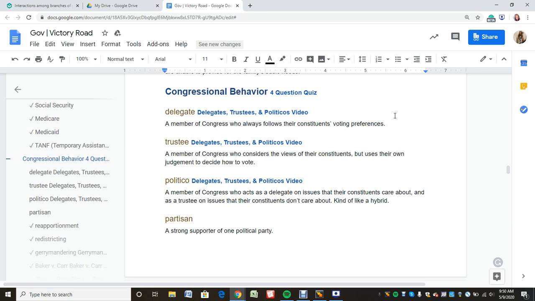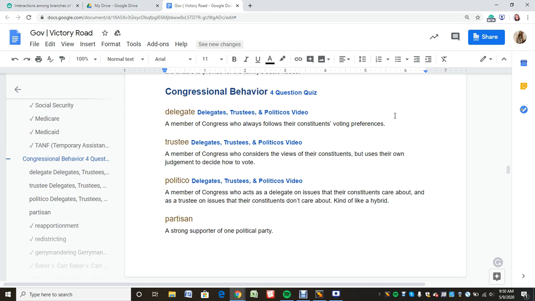And then we have someone who acts as a trustee. This often happens with senators, especially going into their term. They have a lot of time before that 6-year period is up. So they might listen to their constituents, but they're still going to vote their conscience. And then we have someone who acts as a politico, and this is derived from politician essentially. This member of Congress would act as a trustee on issues they care about, but if they don't care as much on an issue, they're going to listen to their constituents and act as a delegate. So it's like a delegate trustee hybrid. So that makes the politico.